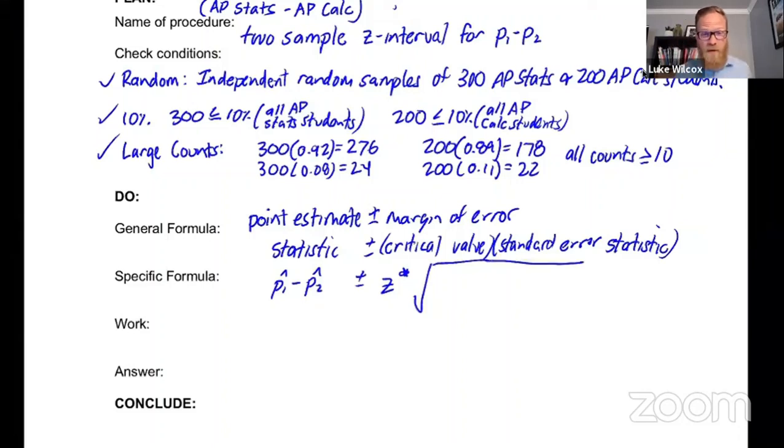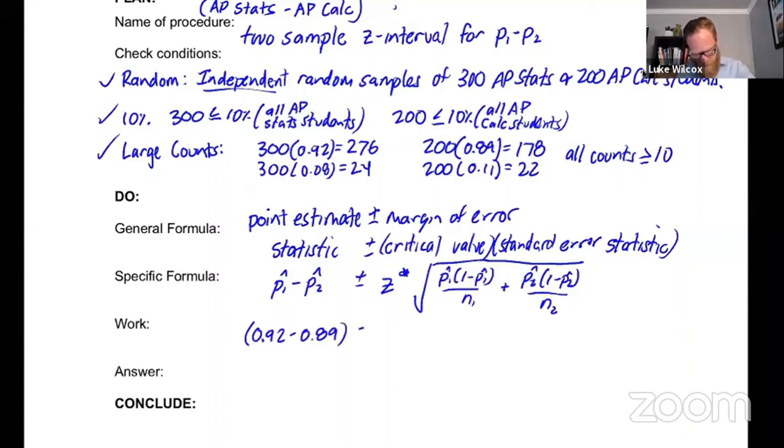It is available on your formula sheet here, which says P1 hat times 1 minus P1 hat all over N1 plus P2 hat times 1 minus P2 hat all over N2. And what we're really doing here is adding the two variances together and then square rooting to turn it back into the standard deviation, which we are allowed to do because we have independent random samples. So let's plug some numbers in here. P1 hat 0.92, P2 hat 0.89, plus or minus.